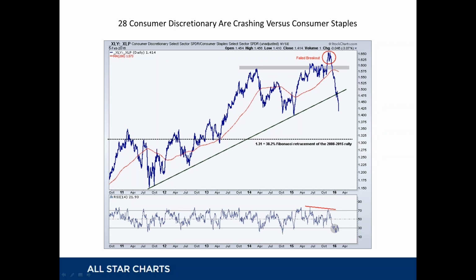And we had a beautiful failed breakout in the fourth quarter last year. From failed moves come fast moves in the opposite direction. This confirmed the bearish momentum divergence, and down we go. Momentum's in a bearish range now, and I believe we are heading down towards 131 in the spread between discretionaries versus staples, XLY, XLP. And I think we're going to the 38.2% Fibonacci retracement of the entire 2008 to 2015 rally. I think that's the next stop. And we want to be selling into any and all strength in this ratio.